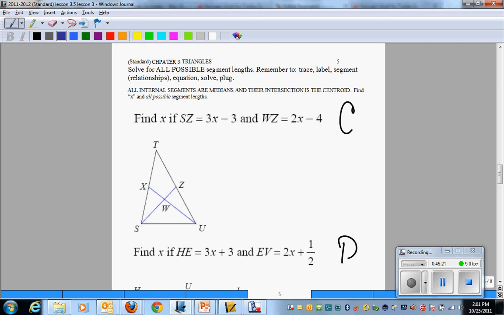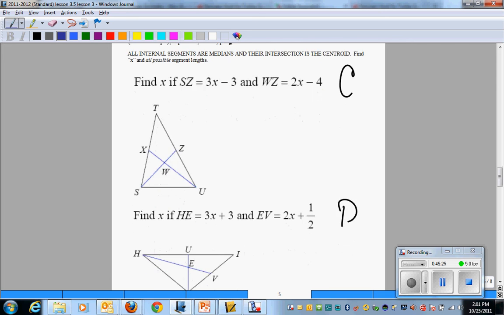Well, you're all wrong. So let's come close and figure out what's going on here. Let's trace. S to Z is the whole thing. Do you see that? S to Z is the whole bracket. And then we have W to Z, which is just that guy. Did you at least label that correctly? This is 3x minus 3, and this is 2x minus 4. Now we have S to Z and W to Z.